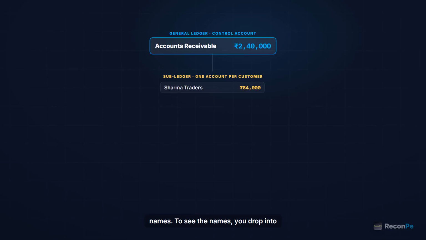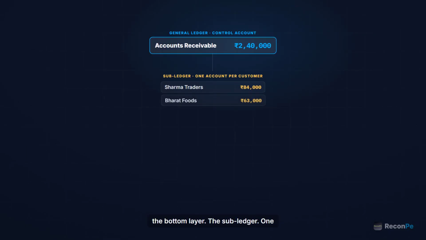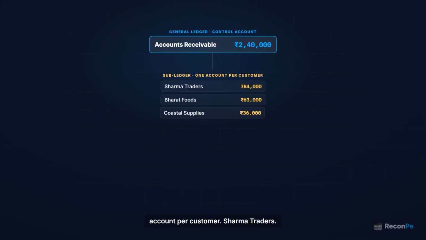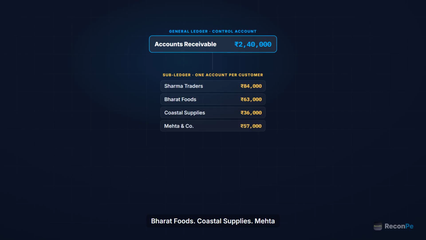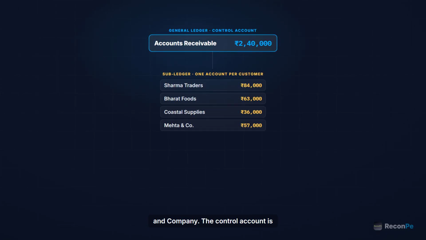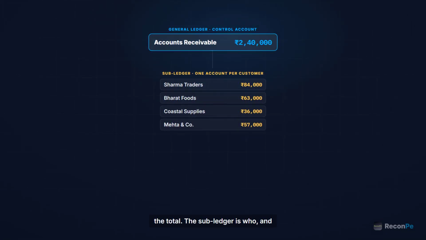To see the names, you drop into the bottom layer, the sub-ledger. One account per customer. Sharma Traders, Bharat Foods, Coastal Supplies, Meta and Company. The control account is the total. The sub-ledger is who and how much.